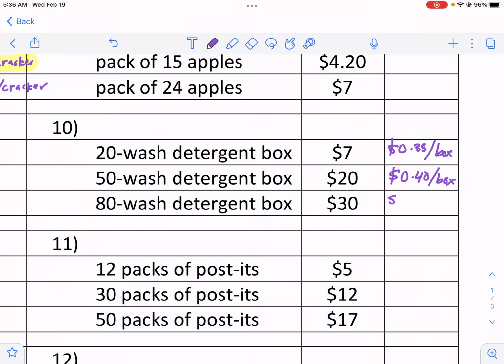And then the last one is $30 divided by 80. Wash detergent. Oh, 80 wash. It's not per box. It's per wash. I'm sorry. Definitely didn't double check my units. Per wash. Okay, not per box. Okay. So then we have divided by 80. So we have 30 divided by 80, and we get $0.375.